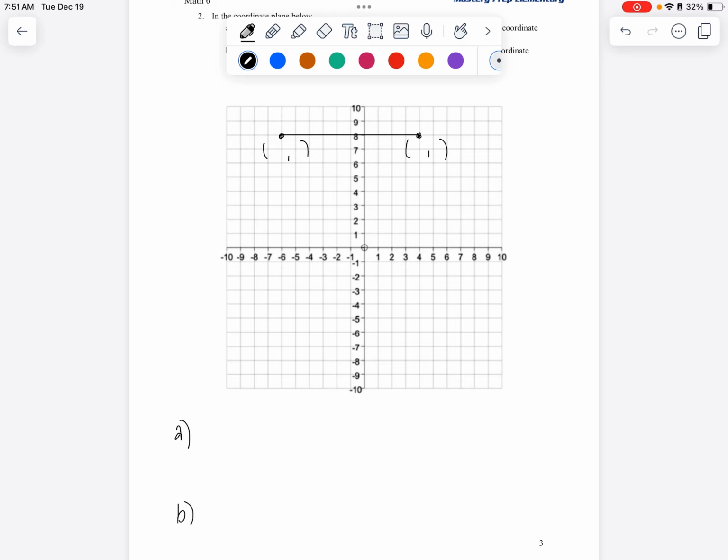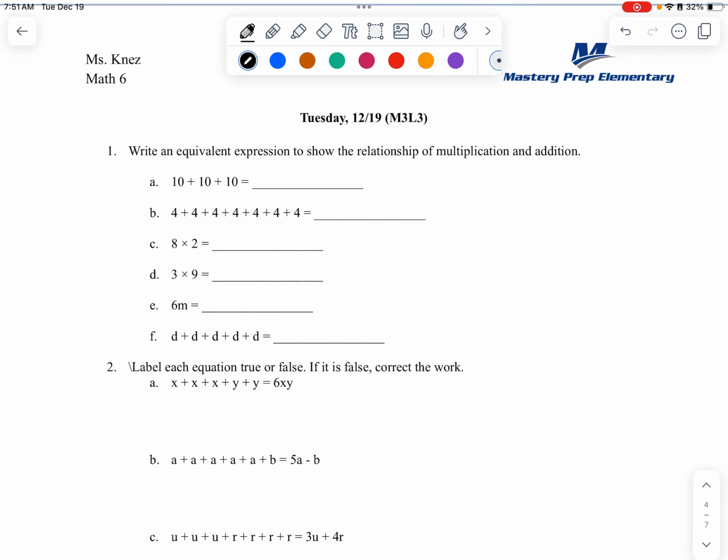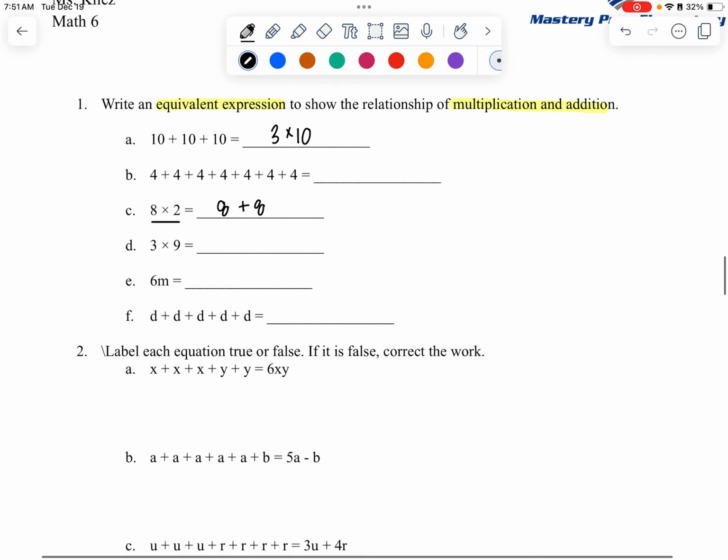Let's look at Tuesday. On Tuesday night's homework, we're working on the relationship between multiplication and addition. Question 1 says, write an equivalent expression to show the relationship of multiplication and addition. I know that 10 plus 10 plus 10 is the same thing as 3 groups of 10, so I'll write 3 times 10. In reverse, question C, I have 8 times 2, which is the same as adding 2 groups of 8, or you could have written 8 groups of 2.